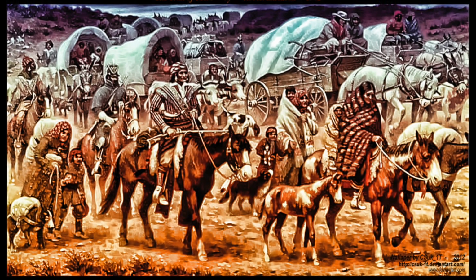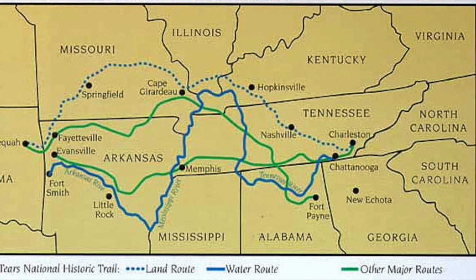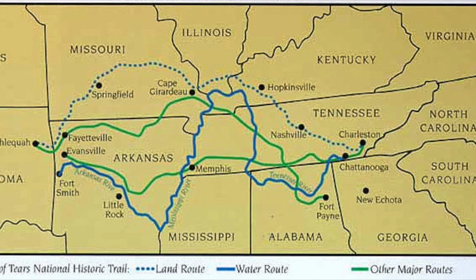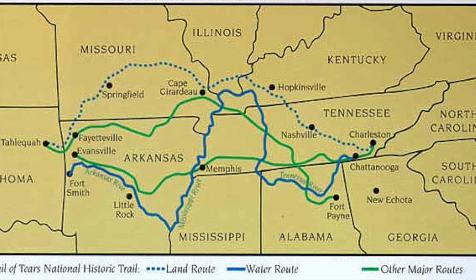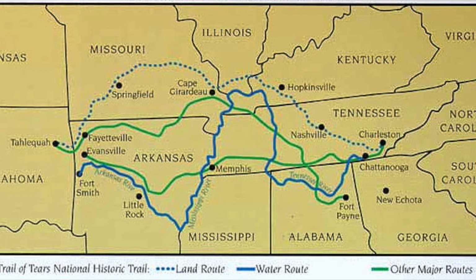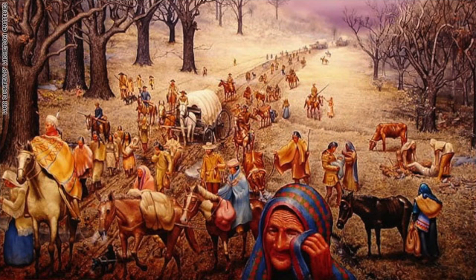The Trail of Tears was a series of forced relocations of approximately 60,000 Native Americans in the United States from their ancestral homes in the southeastern United States to areas to the west of the Mississippi River that had been designated as Indian Territory. It was named the Trail of Tears because of its devastating effects, as many that migrated did not make it all the way.